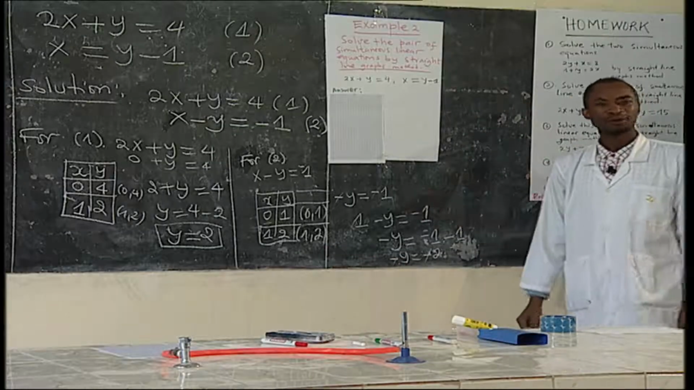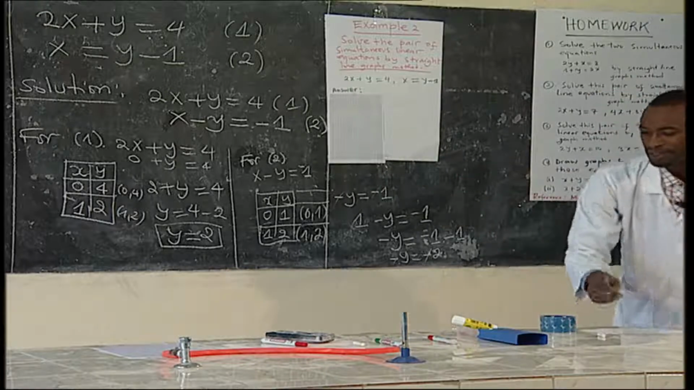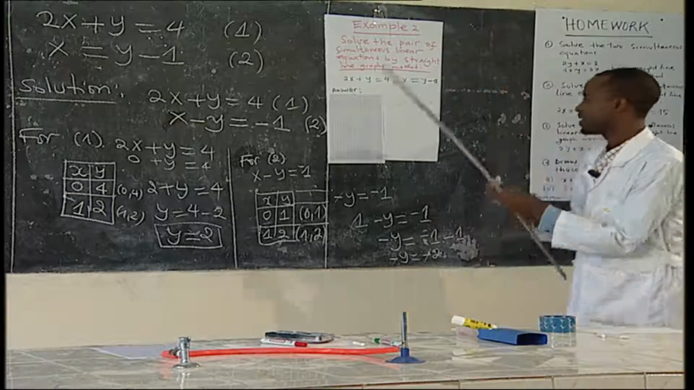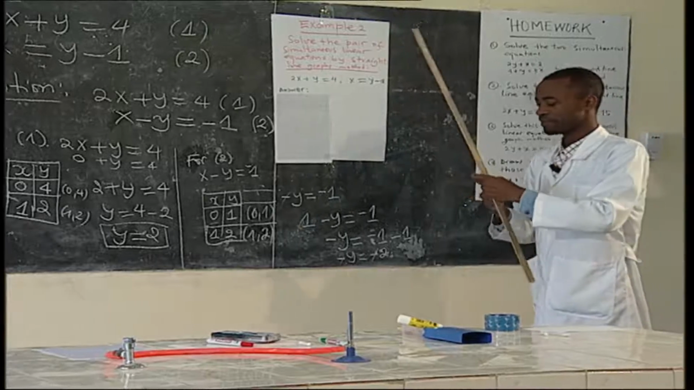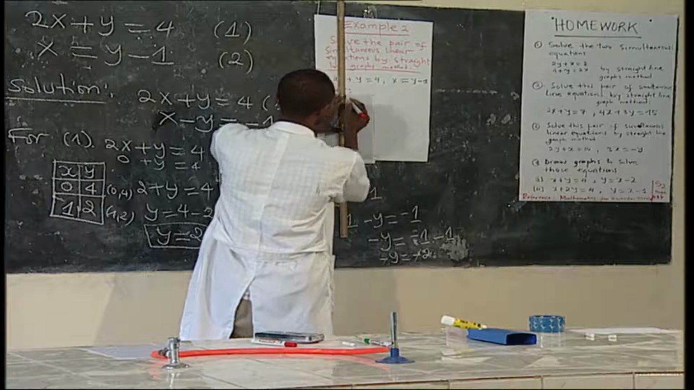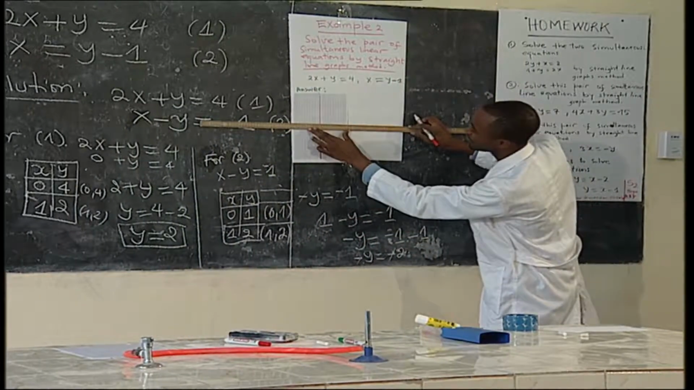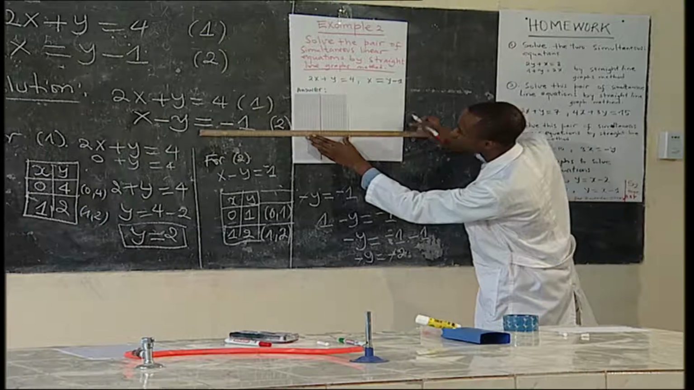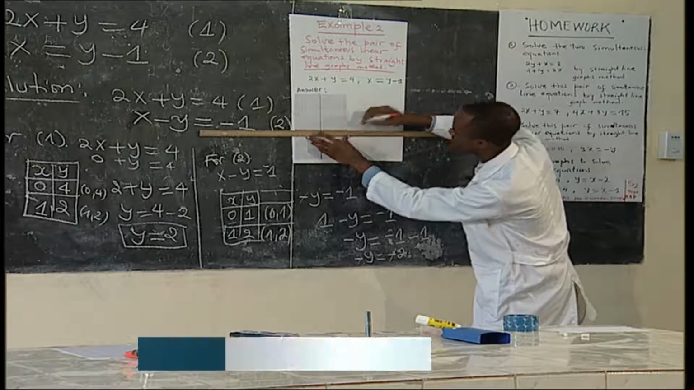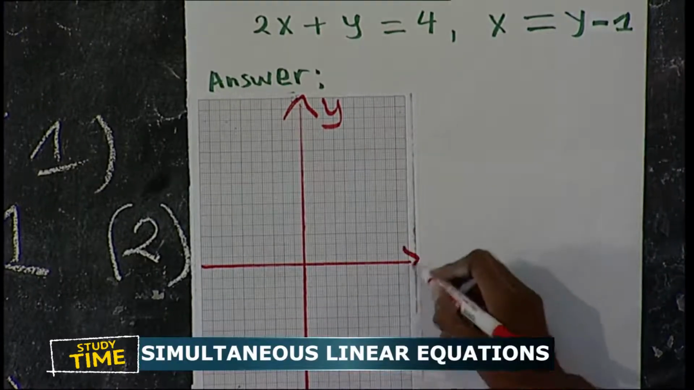We are done with the coordinates of our points. Let's plot them over here. Simple. Now, we have this. And we have also this. Do you see? This is y, and this is x.